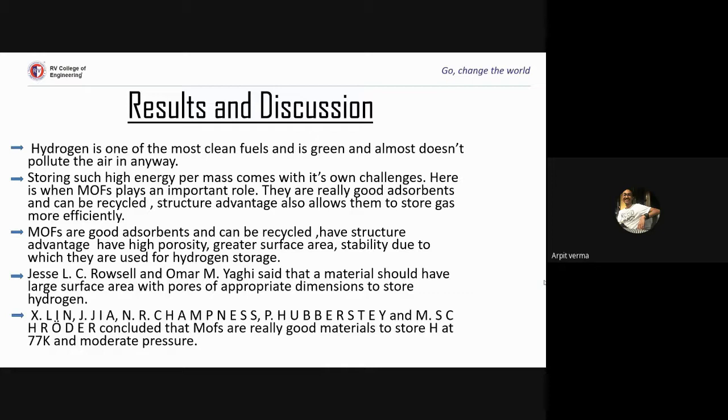MOFs have many advantages, like they are highly porous and have large surface area, which can be useful in hydrogen storage. Researchers have found that MOFs that have high porosity can be used to store hydrogen. As it is still early days, many researchers have found that MOFs do a decent job to store hydrogen at 77 K and moderate temperature.